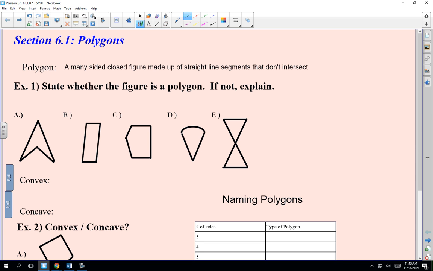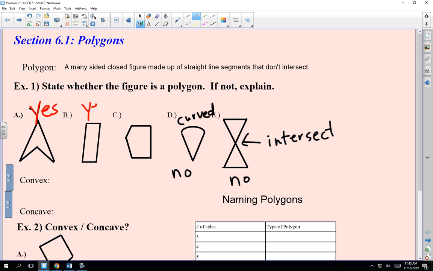What's wrong with D? Curved, yeah. So this is a no. And then this one's a no as well because, yeah, these intersect. So the other 3 here are all yeses. Yes, yes, and yes.